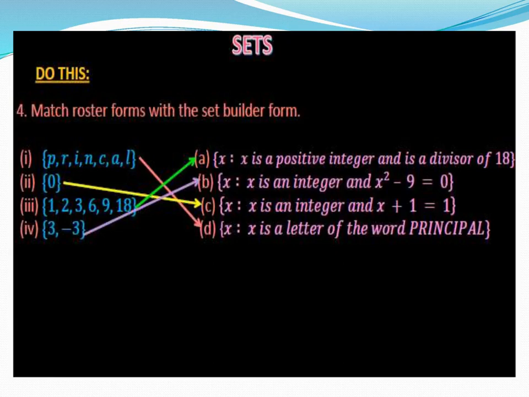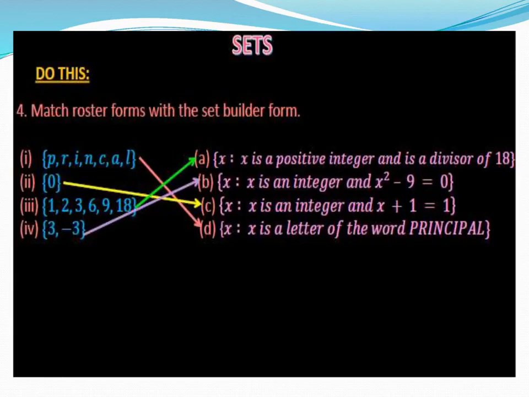Now we will solve another problem. Match the following. What is that? Match roster forms with the set builder form. You can match the roster forms with their set builder form. First one, the set PRINCIPAL. This is the roster form. So what is the equivalent set builder form? Yes, small d is the set builder form of the given roster form. What is that? The set of X such that X is a letter of the word principal.